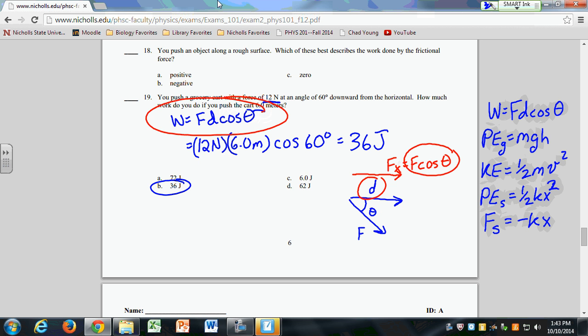Is that everything? Oh, and then there's power as well.